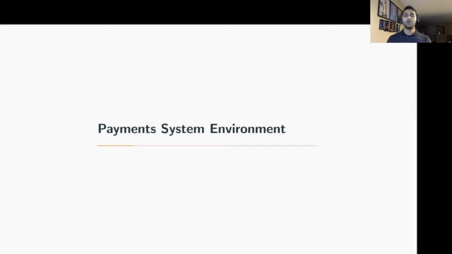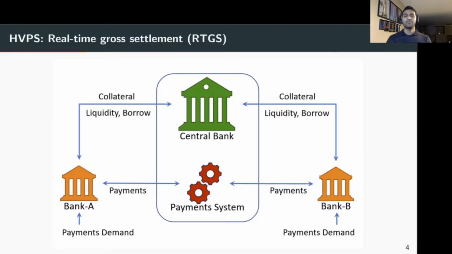I will quickly overview a high-value payment system environment. Our payment system environment is real-time gross settlement or RTGS system. That means transactions are settled in real time without netting. For example, two offsetting positions between two banks cannot be cancelled out even if they were submitted at the same time and for the same amount. We choose RTGS system because it is typically used by many countries around the world.